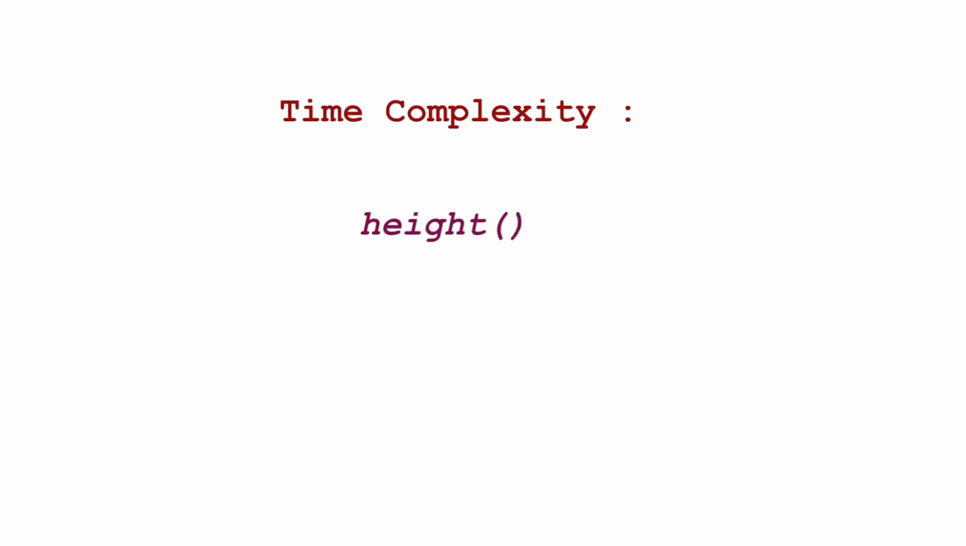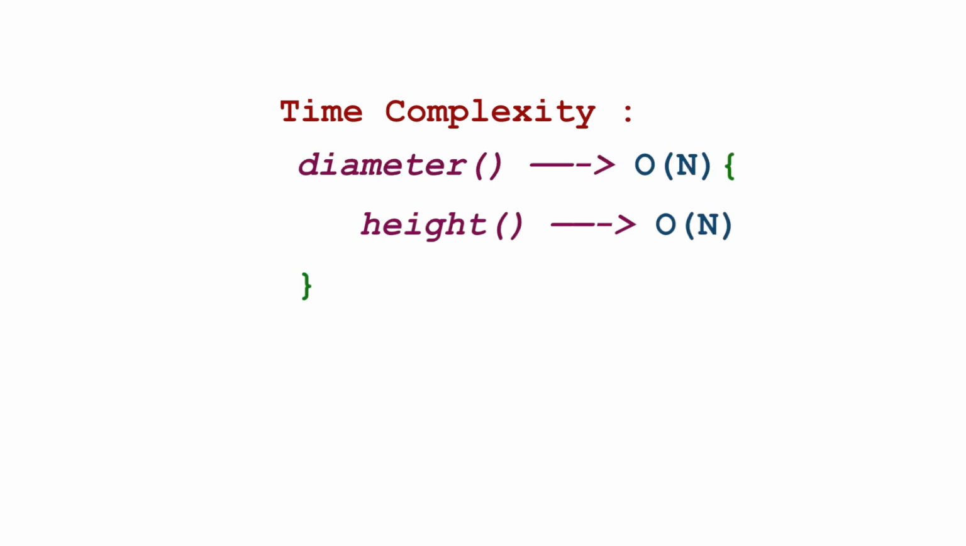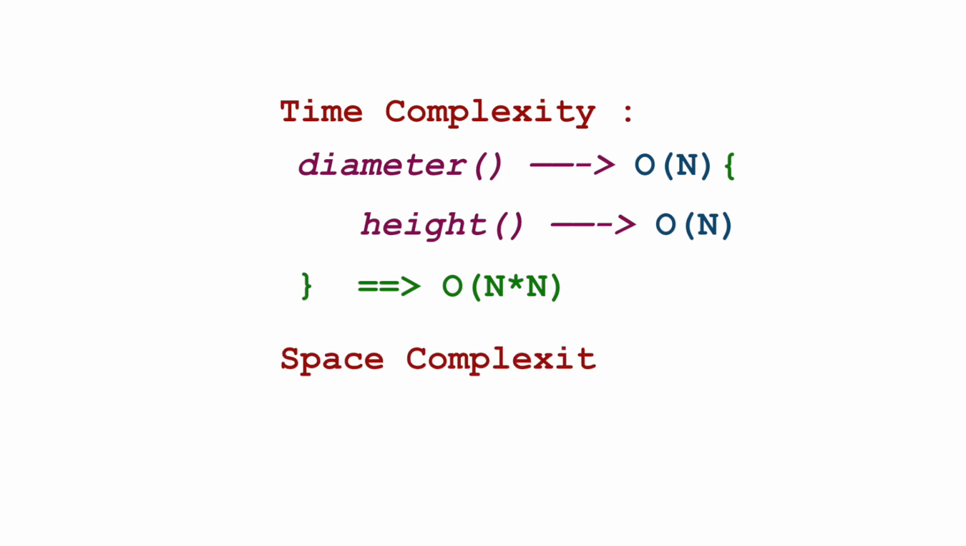Let's take a look at the time complexity. The height function takes order of n time, where n is the number of nodes in a tree, and we are calling the diameter function on every node of the tree. So we are calling an order of n function n times. This gives the time complexity order of n square. And we are not using any extra space, so the space complexity is order of 1. Can we optimize it further?